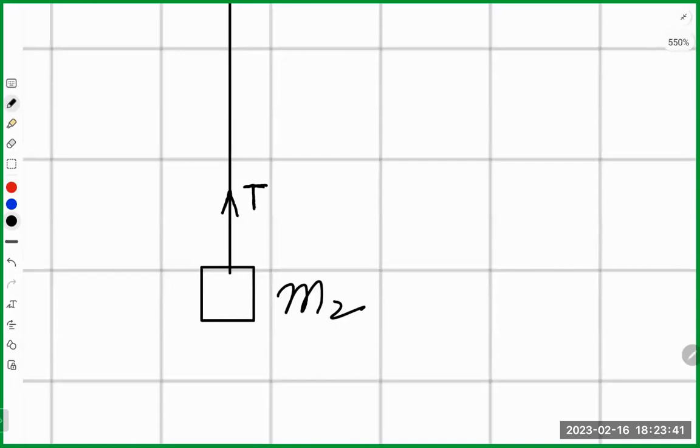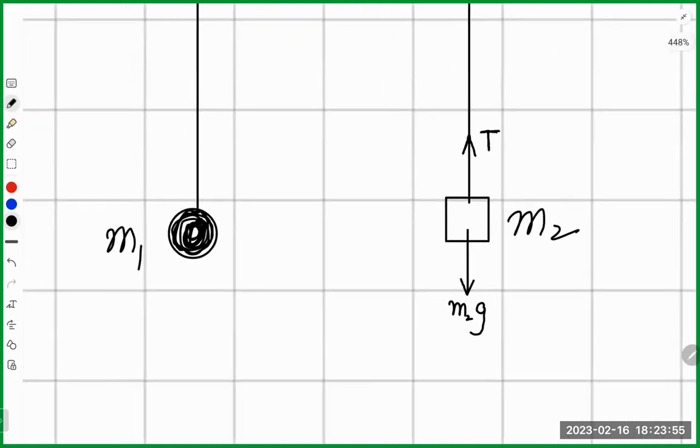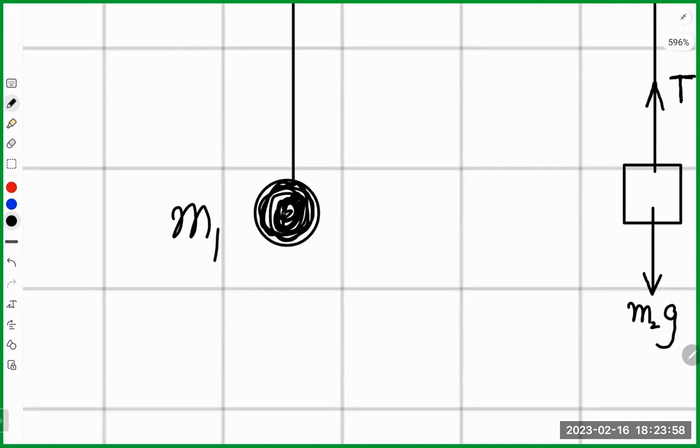So there will be a weight acting downward. Weight will be M2G. What will be happening in the other case? Weight will be acting downward. It will be M1G. And in this case, the tension will be acting upward.